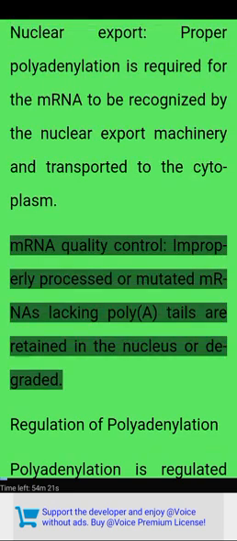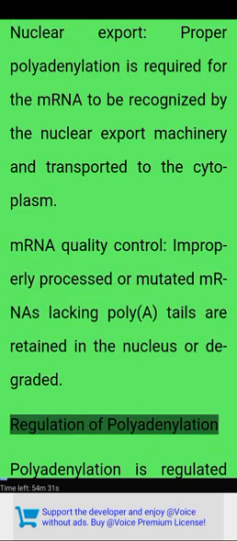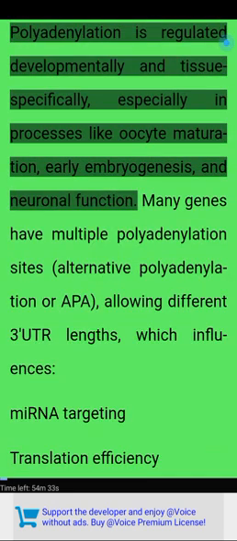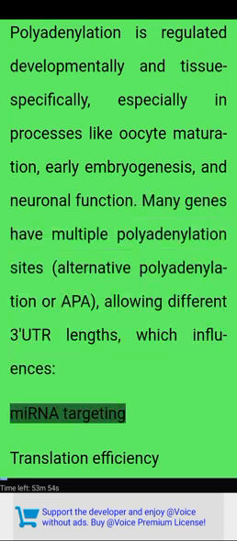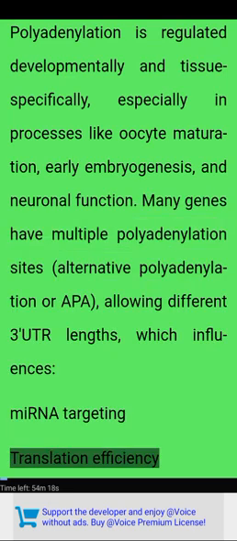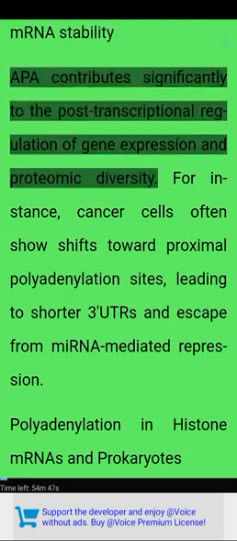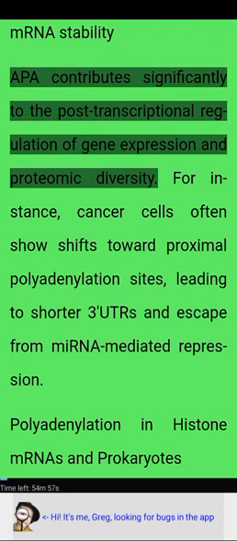mRNA quality control. Improperly processed or mutated mRNAs lacking poly A tails are retained in the nucleus or degraded. Regulation of polyadenylation. Polyadenylation is regulated developmentally and tissue specifically, especially in processes like oocyte maturation, early embryogenesis, and neuronal function. Many genes have multiple polyadenylation sites. Alternative polyadenylation, or APA, allows different 3' UTR lengths, which influences mRNA targeting, translation efficiency, and mRNA stability. APA contributes significantly to the post-transcriptional regulation of gene expression and proteomic diversity.